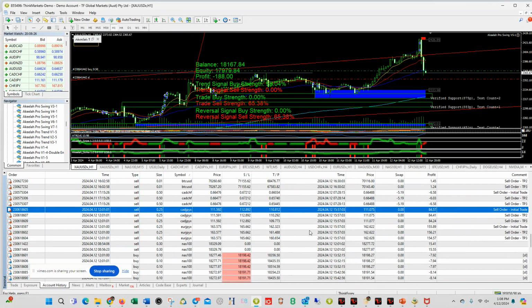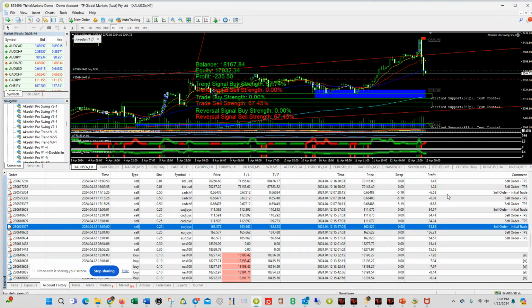CAD JPY, we took a sell on this one. We're trading this one on the 4-hour time frame as well. So it looks like we took one sell right around 1200 hours, and then we took a sell on EJ. So we won both of those, CAD JPY and EJ.